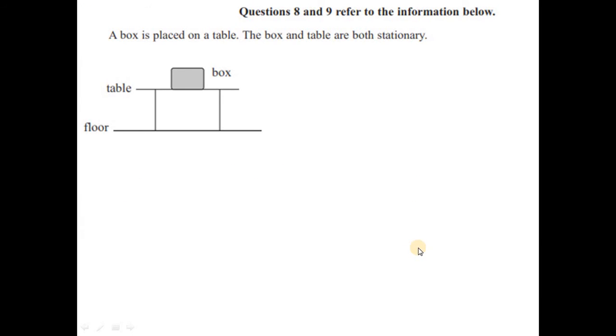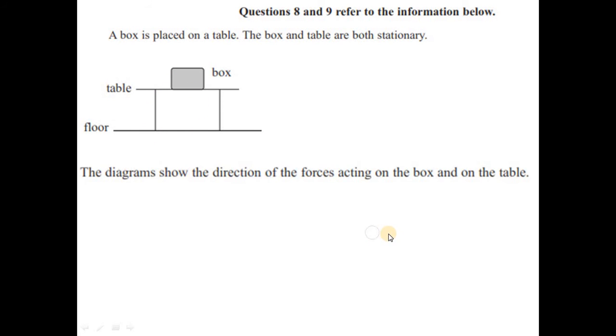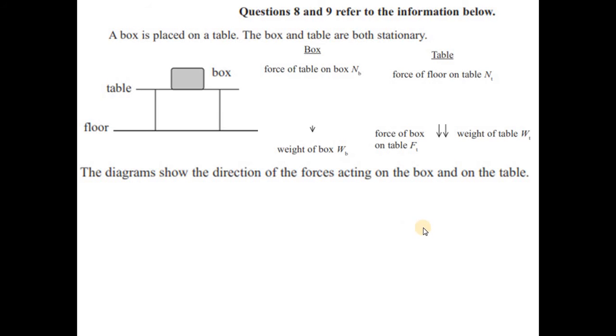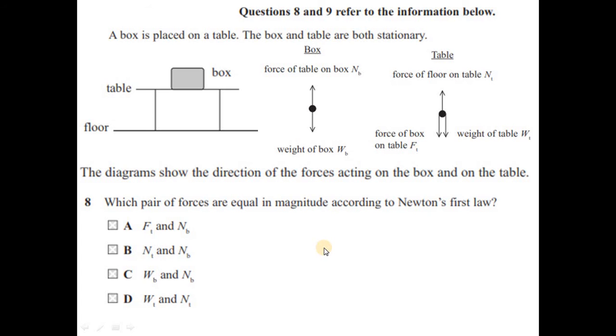Question number 8 and 9 refer to the information below. A box is placed on a table. The box and the table are both stationary. This is box, table, and the floor. The diagram shows the direction of the forces acting on the box and on the table. These are free body diagrams. This is the free body diagram for the box and the free body diagram for the table. Question number 8. Which pair of forces are equal in magnitude according to Newton's first law?